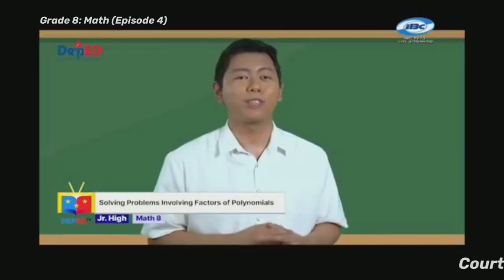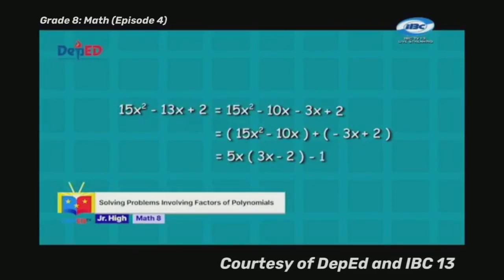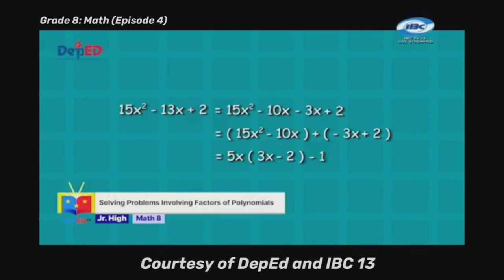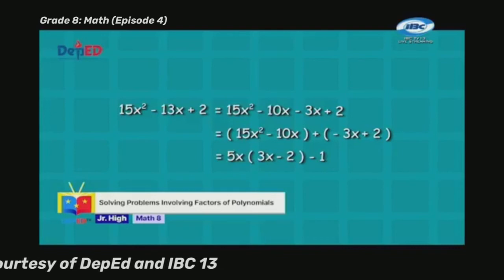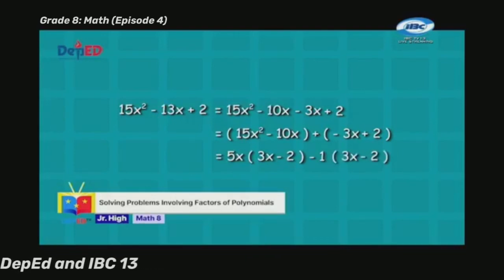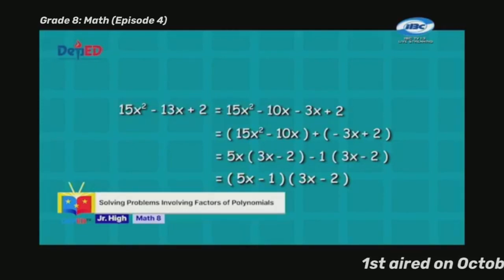How about the other pair of terms? Do they have a common factor? The common factor is negative 1. So we can write this as minus 1 times the binomial 3x minus 2. Now, can you give me the factored form of 15x squared minus 13x plus 2? It is equal to the quantity of 5x minus 1 times the quantity of 3x minus 2.